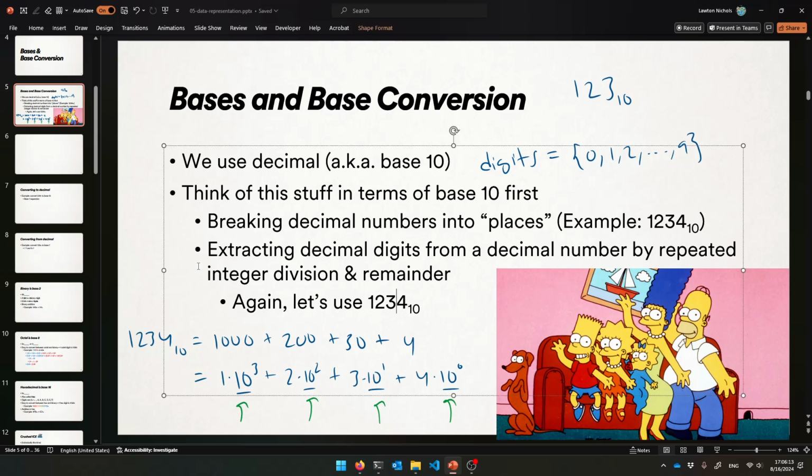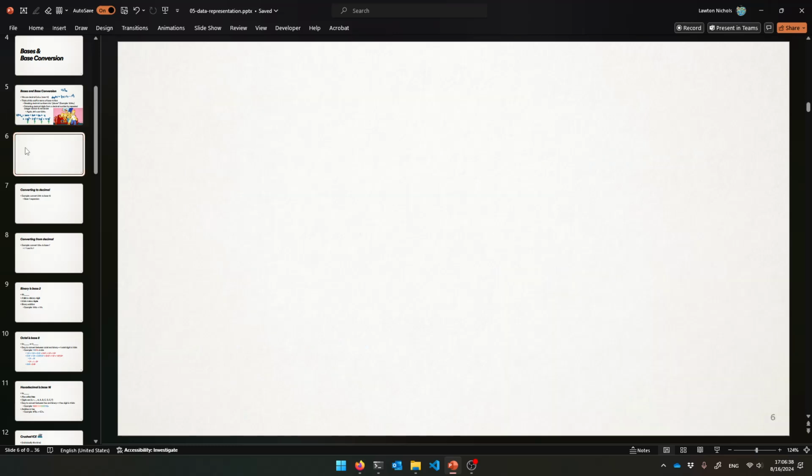There's actually an algorithm for that. If you didn't have the number in front of you, if you had it sitting inside of a computer as a black box, where you can't see all of its digits, you can extract the decimal digits from a decimal number by repeatedly doing integer division and then taking the remainder, the modulus operation. So let's break down 1,234 again, and I'll show you the algorithm, because this will apply to other bases as well.